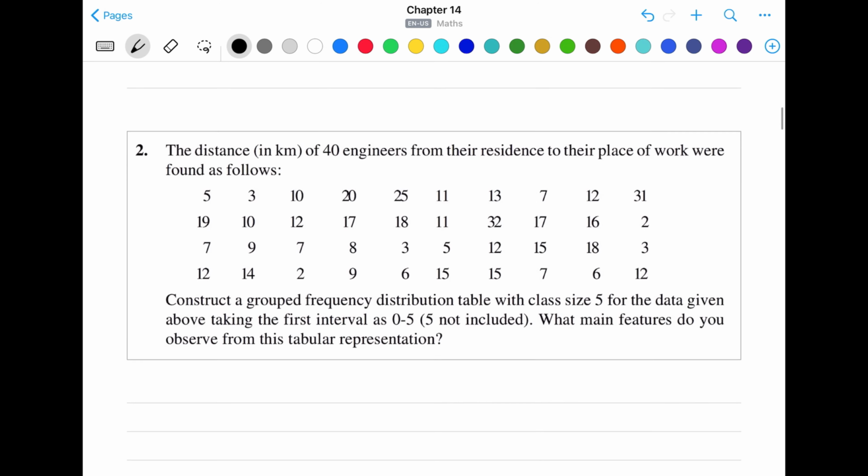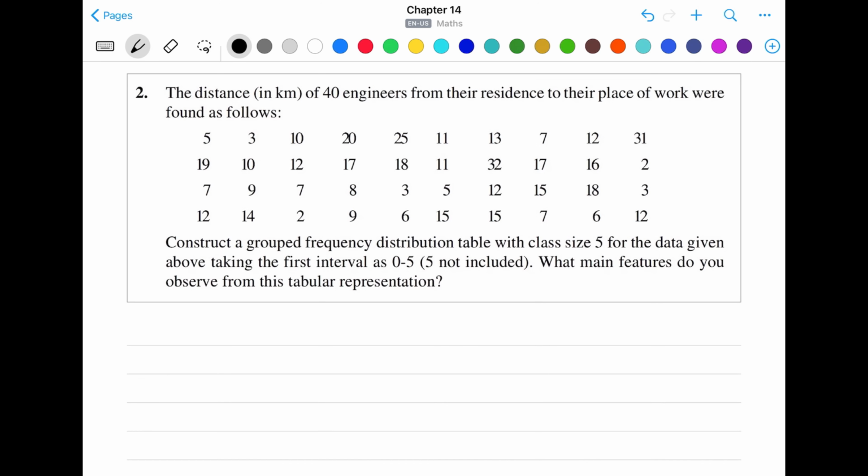Now moving to the next question. Question number 2 is, the distance in kilometers of 40 engineers from their residence to their place of work were found as follows. That's the distance between their residence and the workplace, that means from home to their office, which is in kilometers, and it is given for 40 engineers. Now you can see the size of data is slightly bigger. So what we are asked to do here is to construct a group frequency distribution table. That means we have to construct only a group frequency distribution table.